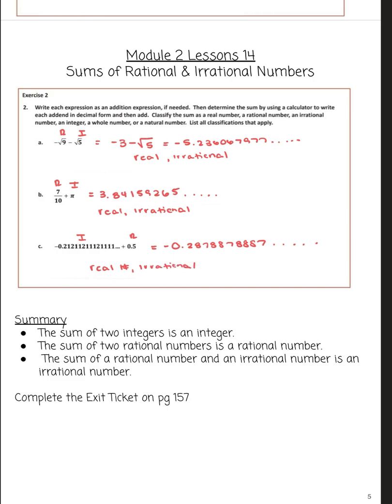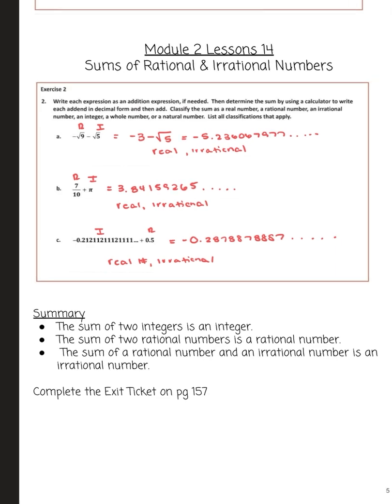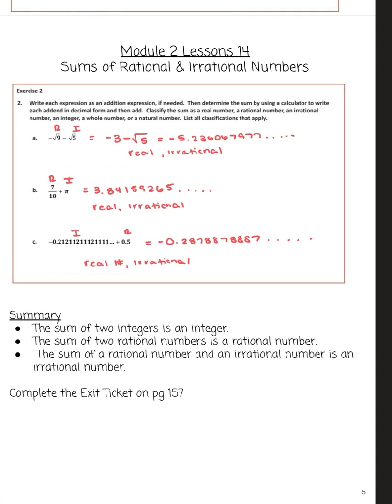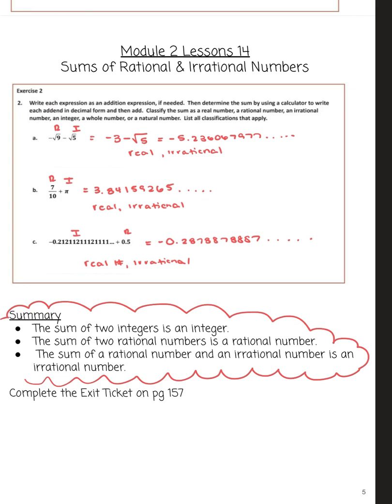All right. So the main things, again, to summarize from this lesson, similar to the previous lesson: the sum of two integers is an integer, from the first opening exercise. The sum of two rational numbers is rational. That was exercise 1. And then we know that the sum of a rational number and an irrational number is irrational.